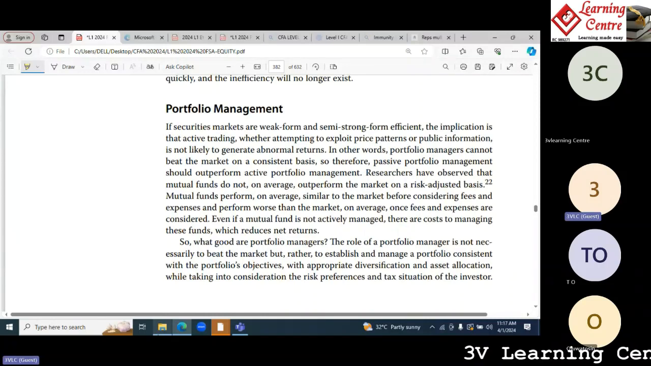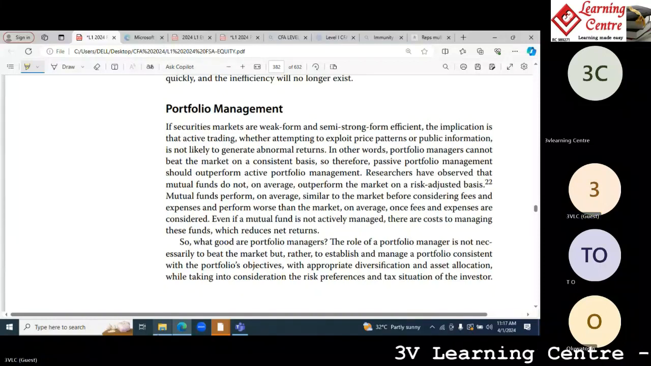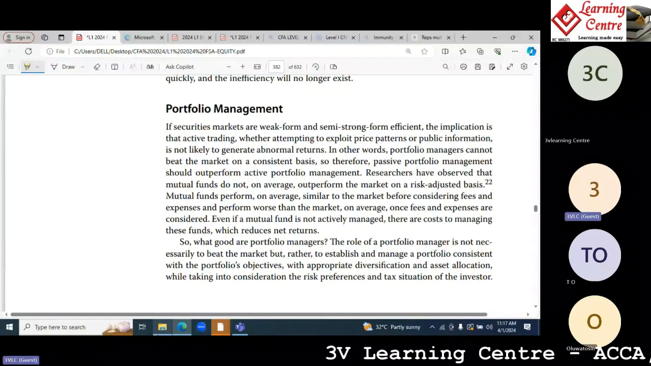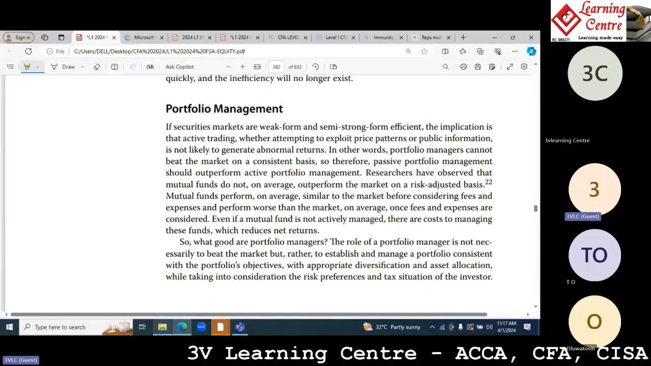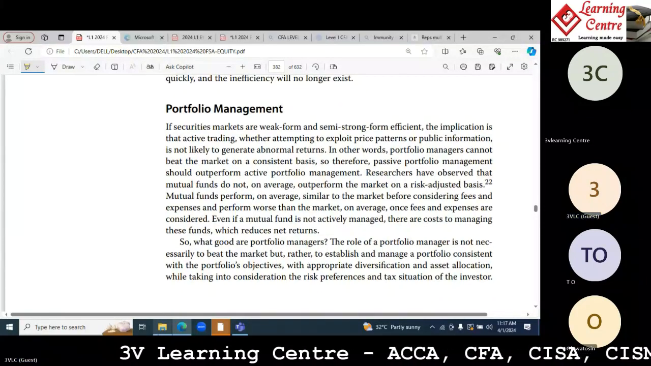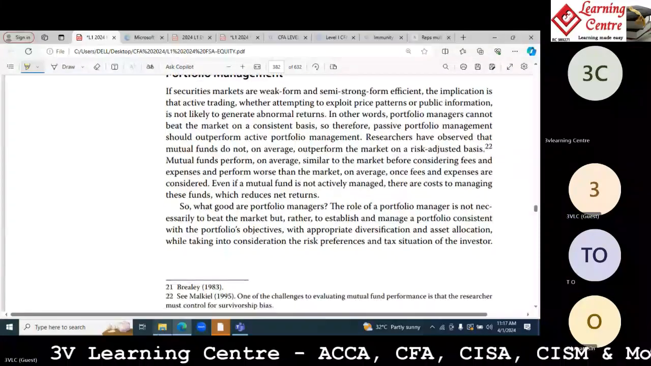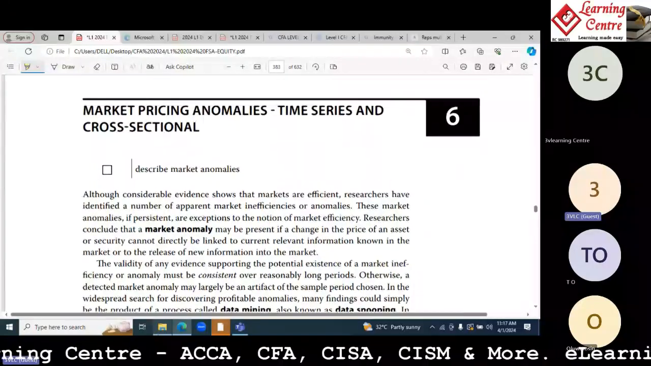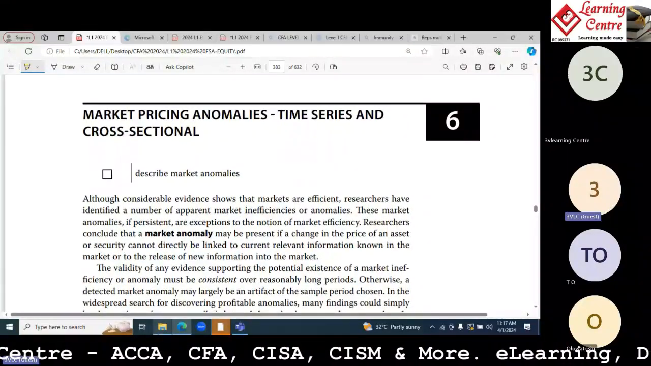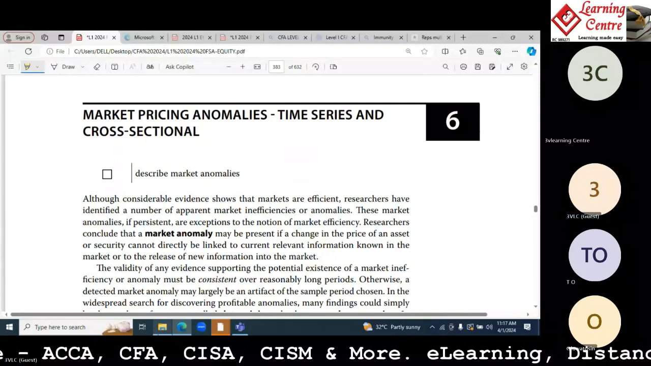But what I'm just trying to say is that it's good for you to know the level of efficiency in that market for you to be able to determine the investment strategy that you want to adopt as a portfolio manager. Yeah. Okay. Now, moving on to market price anomalies, time series, and cross-sectional.